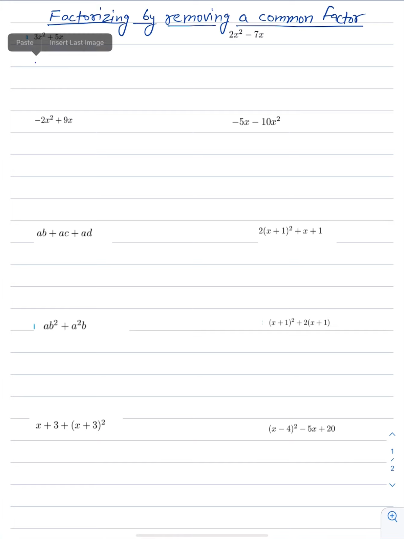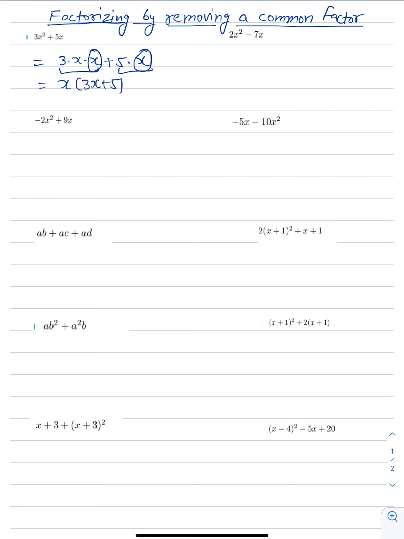In this case, you can expand it completely. So x squared means x into x, plus 5 times x. And now you can see x is common. So x is taken out: x(3x + 5). So this is the factorization of 3x squared plus 5x.